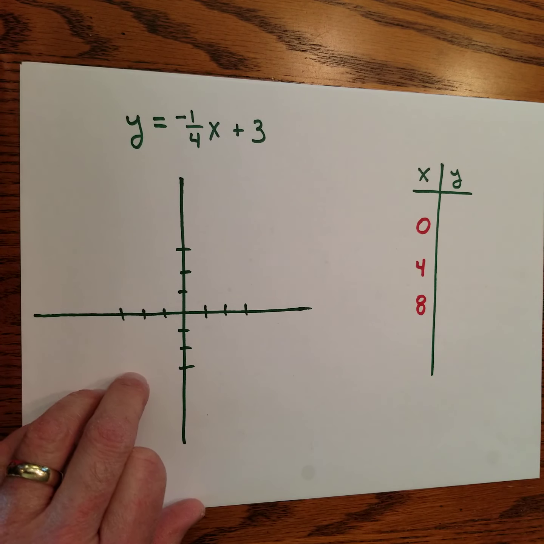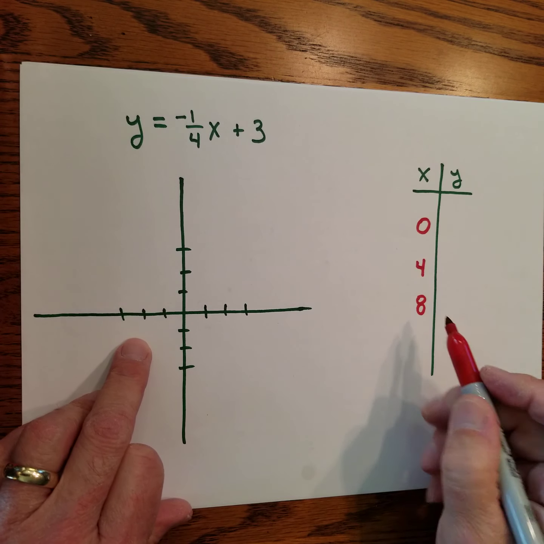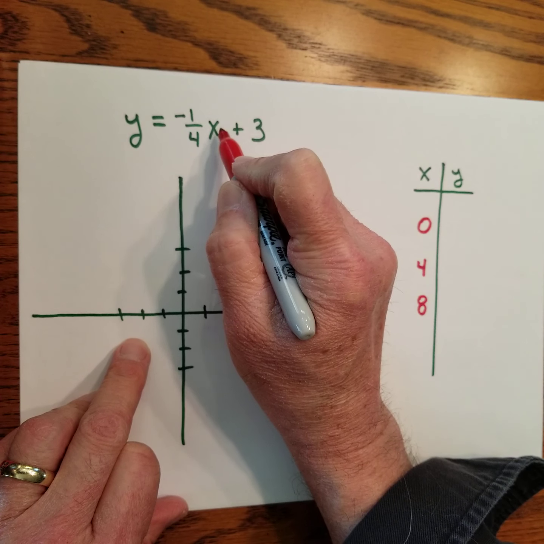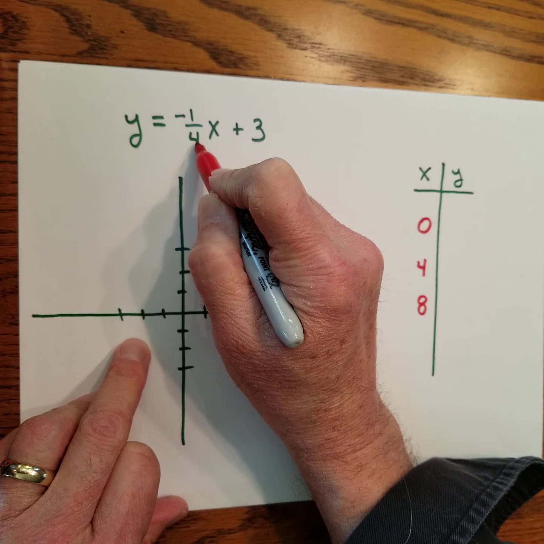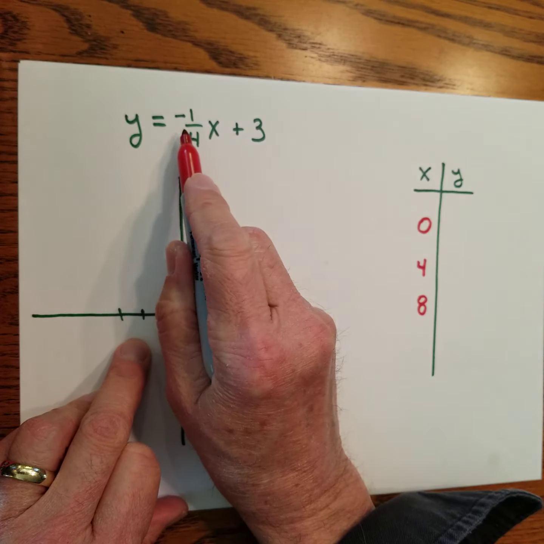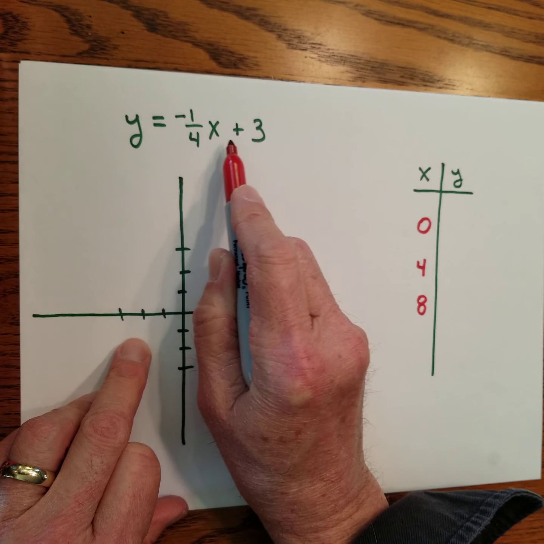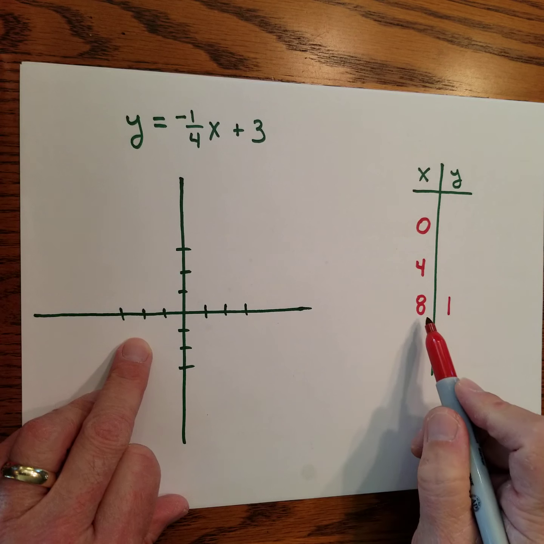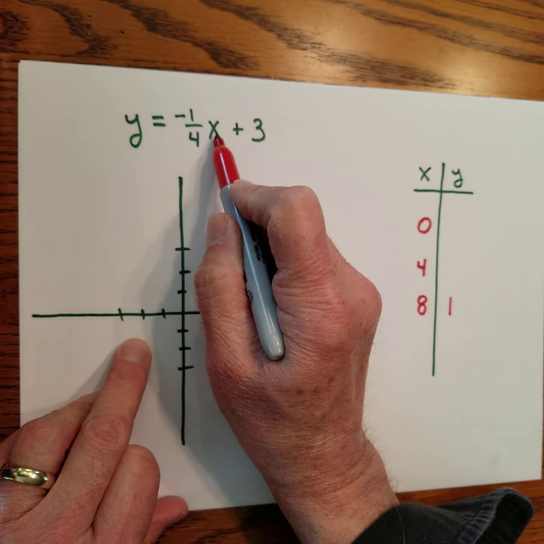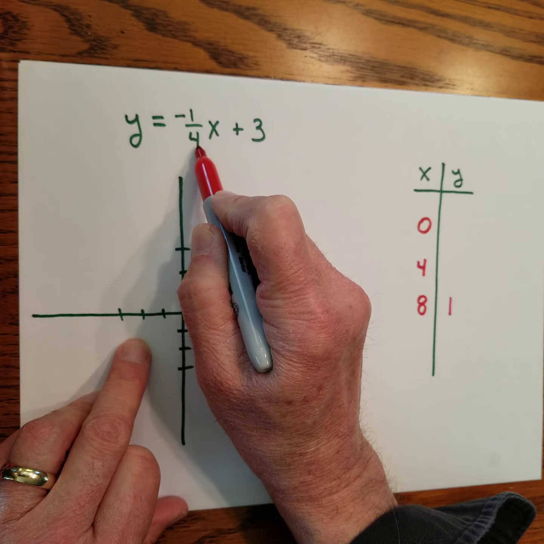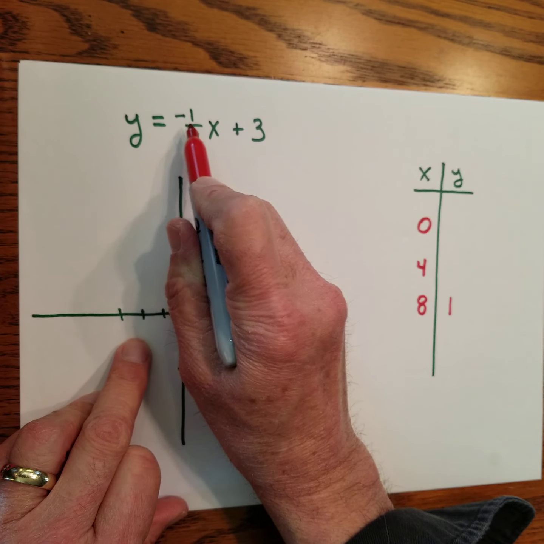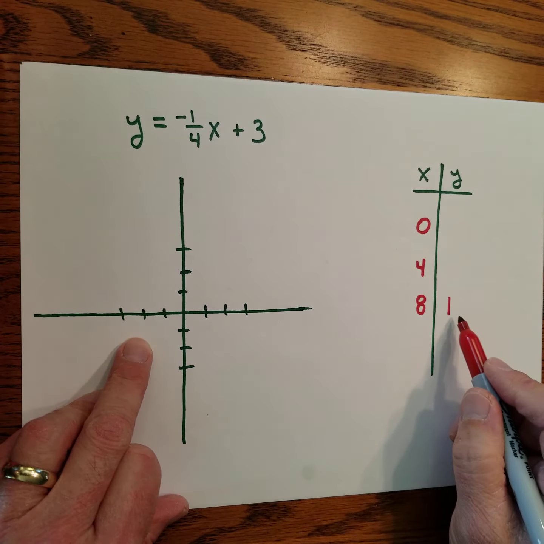That's my goal. Now this one's a little tricky. Follow along. When I plug in 8 here, 8 divided by 4 is 2. This negative makes it negative 2. And negative 2 plus 3 is 1. Let's do that again. I plug in 8. 8 divided by 4 is 2. 2 times negative 1 is negative 2. And negative 2 plus 3 is 1.